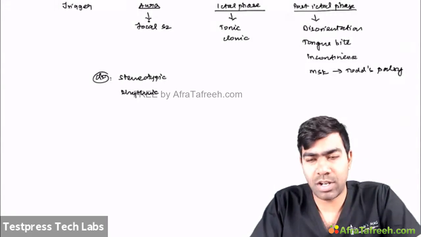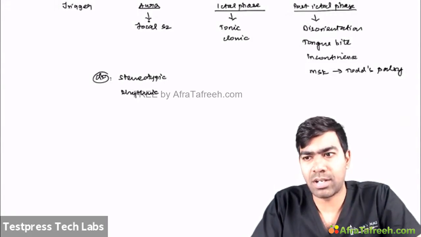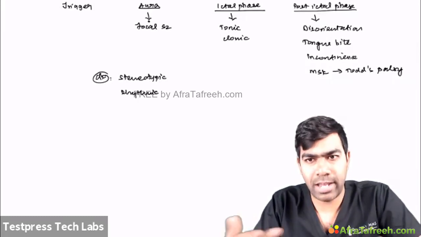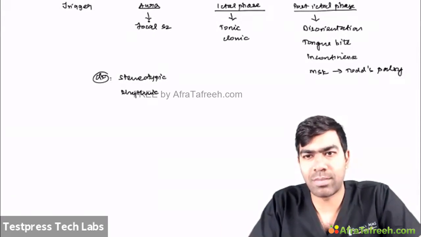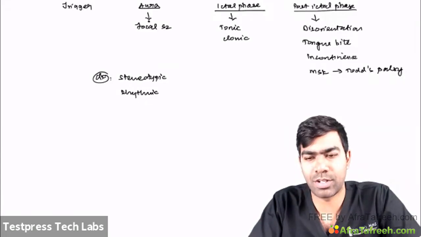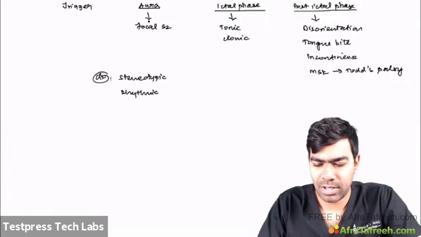Anything that is not stereotypic and non-rhythmic, we think more of a functional problem. But nevertheless, you cannot rule out a seizure. It's like a VT only. You can diagnose a VT, or you can diagnose a seizure, but it's very difficult to rule out a seizure. So you can remember it like a ventricular tachycardia. It will be stereotypic, it will be rhythmic, it will be very brief.